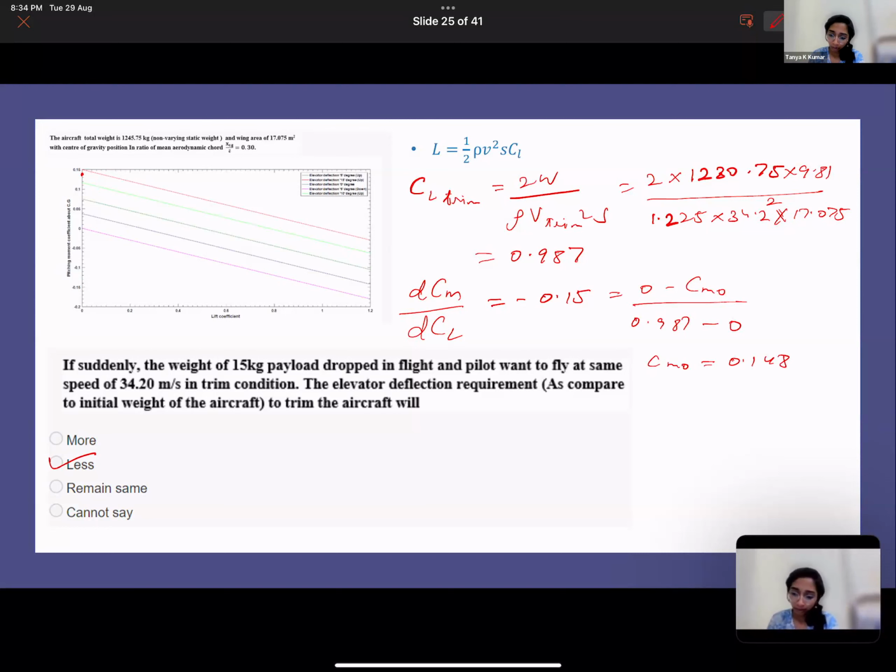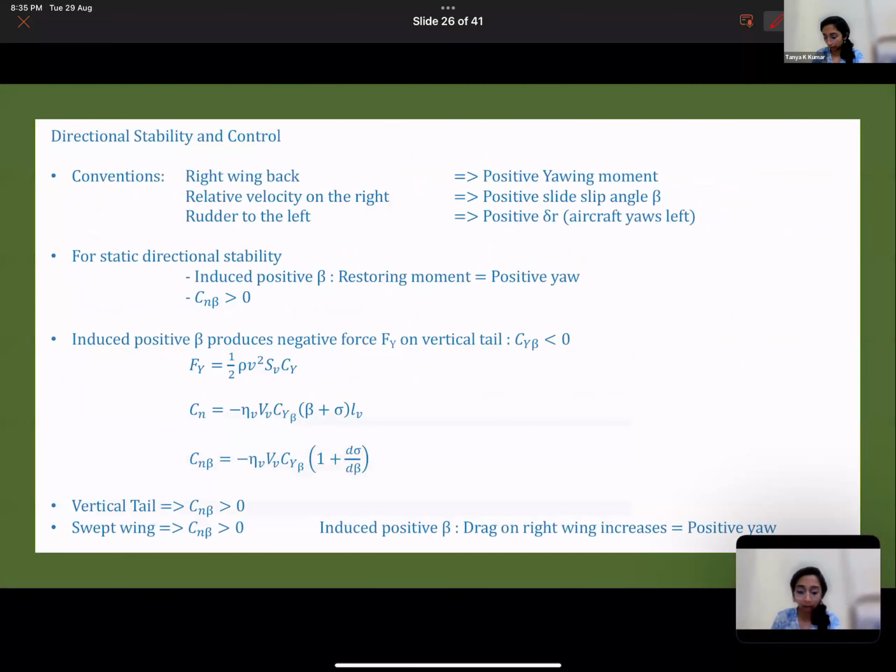Okay, now let's go to the next. So now it's just a revision of week 5 contents: directional and lateral stability. We begin with some conventions. The convention for directional stability is that right wing back, so the right wing moving back, is considered the positive yawing moment.